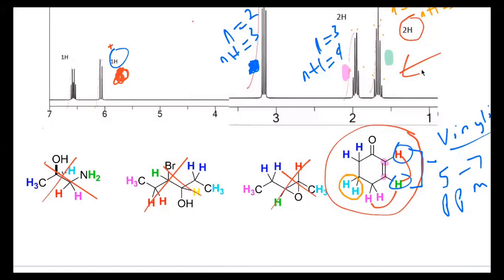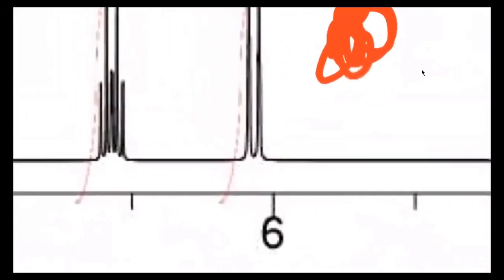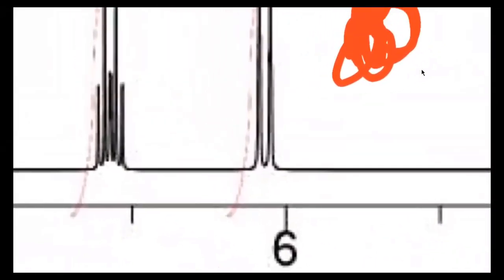So you'll get a triplet for this one, and you'll get a doublet for this one. So it should be 6 lines. So it'd be either a doublet of triplets or a triplet of doublets. I need to go back and remember which one comes first. But you can see it's 6 lines, right?